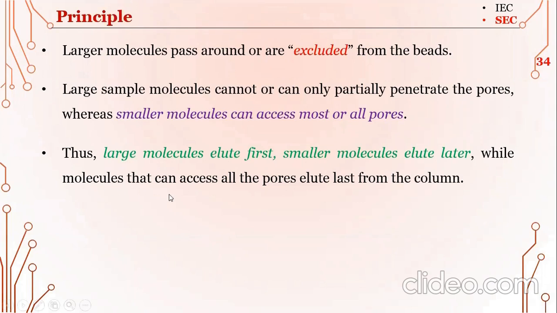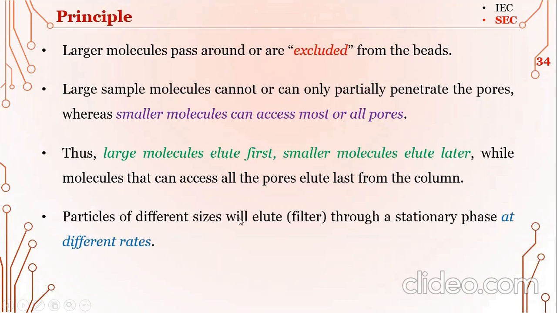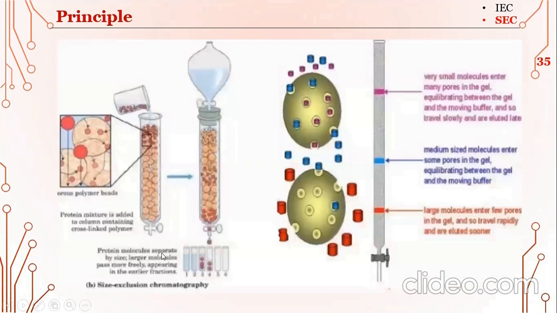Molecules that can access all the pores elute last from the column, and particles of different sizes will elute through the stationary phase at different rates. So the movement within the stationary phase will also be different for different size proteins.